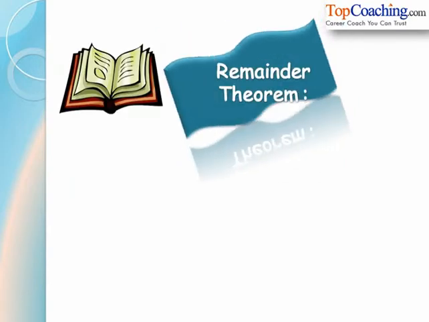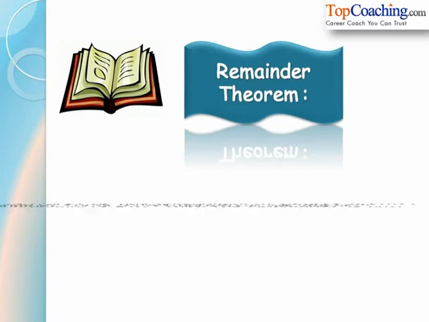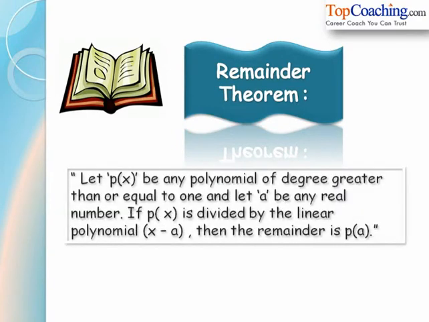And so the remainder theorem says that let p(x) be any polynomial of degree greater than or equal to 1, and let a be any real number. Now if p(x) is divided by the linear polynomial x minus a, then the remainder is p of a. So what this remainder theorem says is, let us say that p(x) is any polynomial of degree greater than or equal to 1.